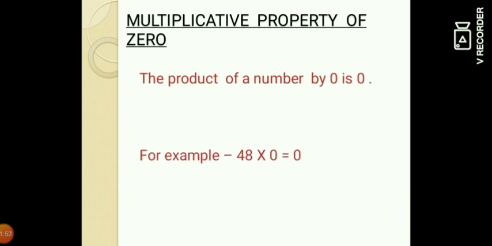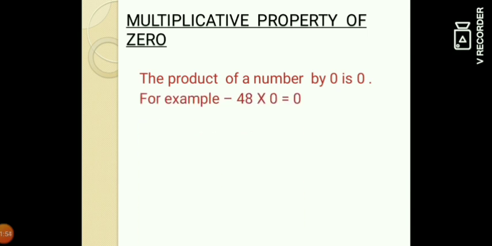Let's move to the next property, which is the multiplicative property of 0. It says that the product of a number by 0 is 0. Let's see the example. If 48 is multiplied by 0, it will give you 0. So, if we multiply any number by 0, we will get the answer 0 only.